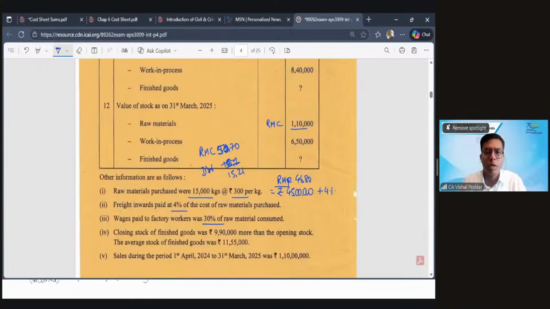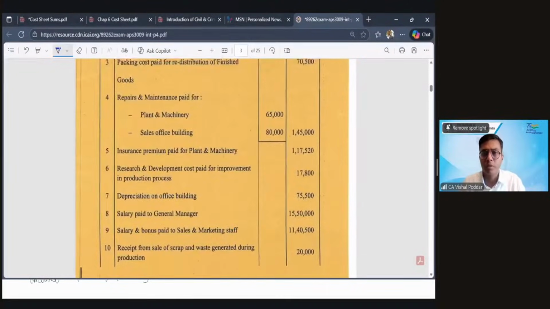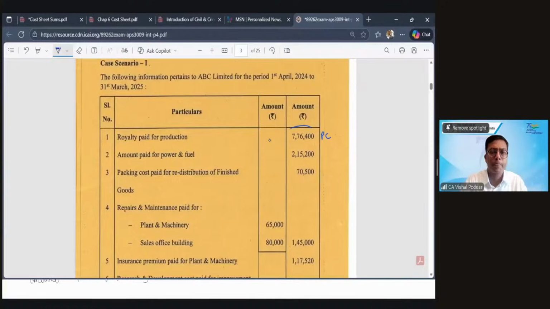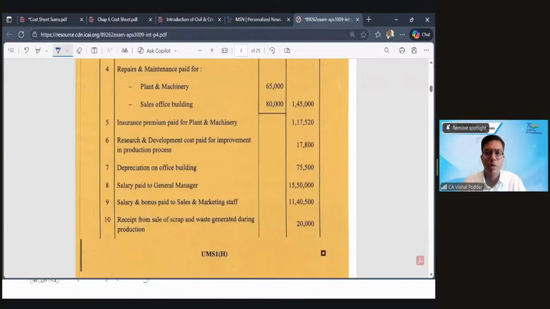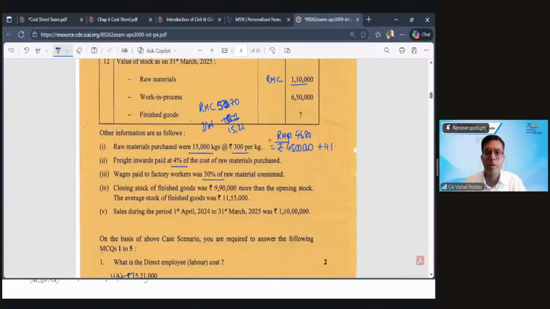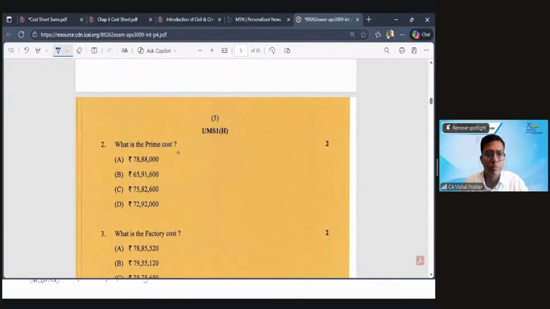Yes, sir. Now RMC plus direct wages plus royalty, where was it here? 776,400. Yes, sir. 776,400 royalty. You add up all this, you get your prime cost. How much does it work out to? 73,67,400. Correct? Match it. Not matching.